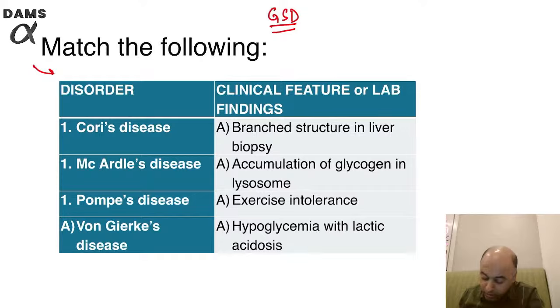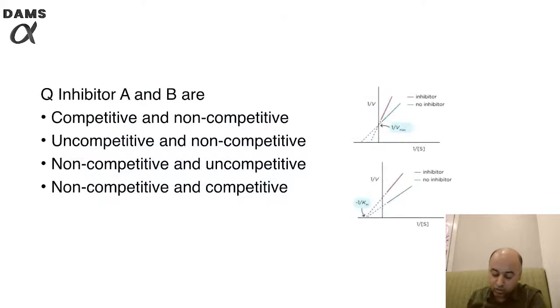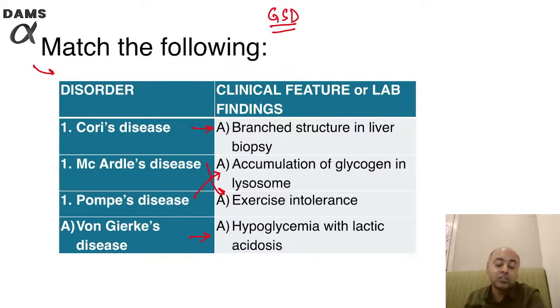So in Cori's disease there is deficiency of debranching enzyme. So a branched structure in liver biopsy will be seen in Cori's disease. In McArdle's disease there will be exercise intolerance. In Pompe's disease, there is accumulation of glycogen in lysosome, and in von Gierke's disease, there is hypoglycemia with lactic acidosis.